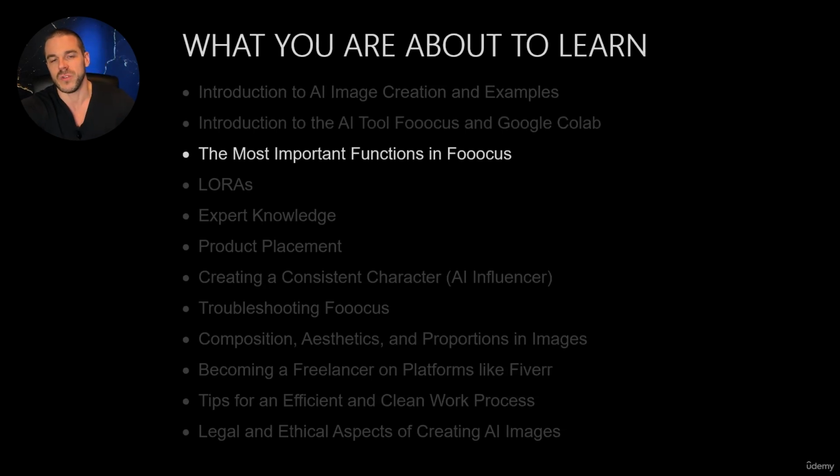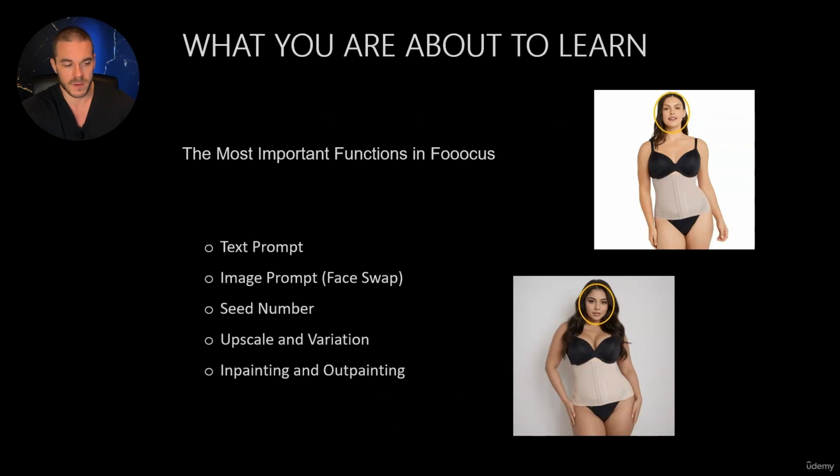After that, we will dive into the main functions of the AI tool Fooocus. So you will really learn what the tool can do and how you operate it. And some of the main functions are the text prompt, the image prompt, what you need for face swaps, the seed number, upscale and variation, inpainting and outpainting. And we will go through all these functions in a detailed and easy to understand way so you know exactly what to do. And for example, here you see how a face swap would work. We could basically take the face of this girl and put it on top of that body or the other way around. So there are a lot of opportunities, but more on that later.